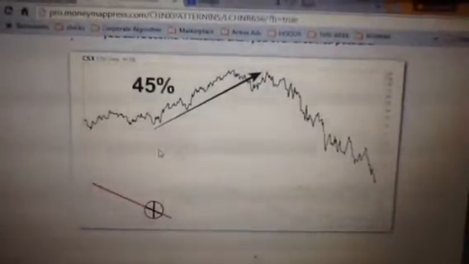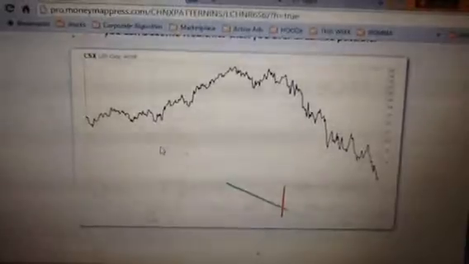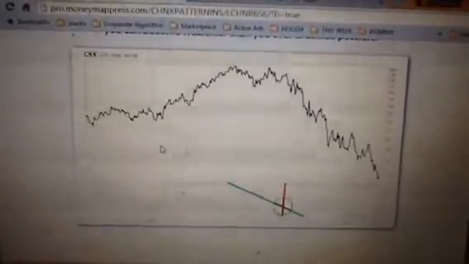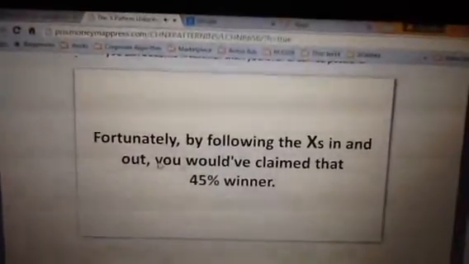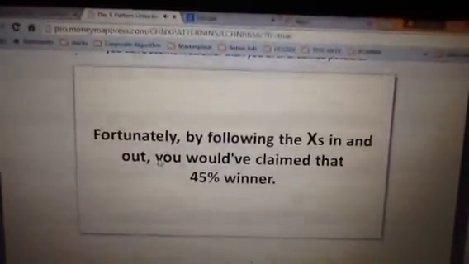Until on September 3rd, 2008, the tables turned. The red line shot up as the green line fell, when both equaled 30. Then, just like that bullet hitting that metal target, you can predict what happened next. CSX's stock plunged 53%. Fortunately, by following the X's in and out, you would have claimed that 45% winner.